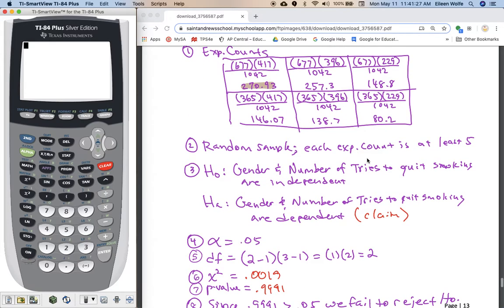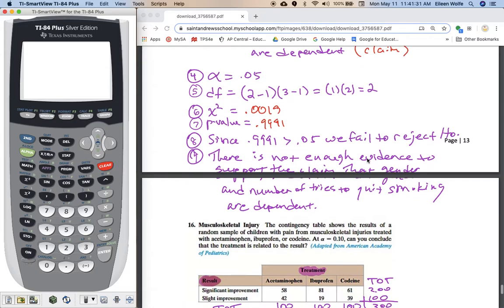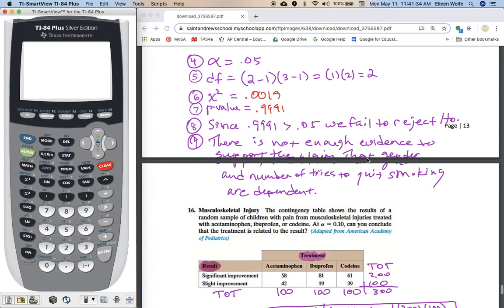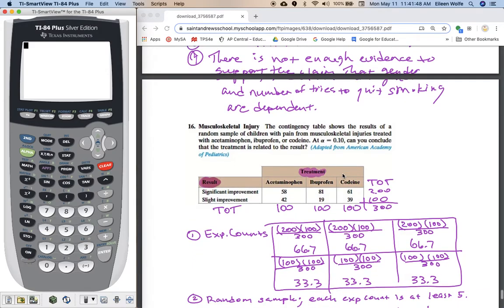These O's and E's are super close, so it's looking like gender and quit smoking is not related to each other. It's clear with the chi-square and the very high p-value that it's a fail to reject H0, not enough evidence to support the claim that gender and number of tries to quit smoking are dependent.